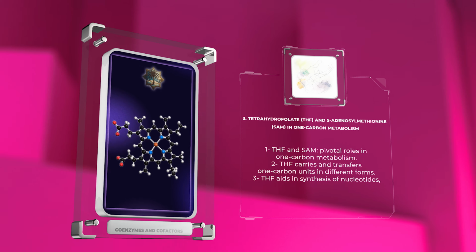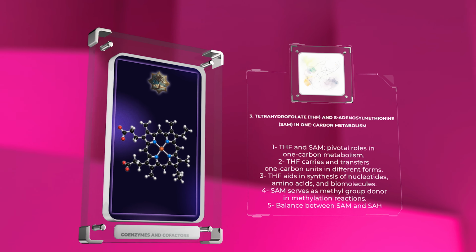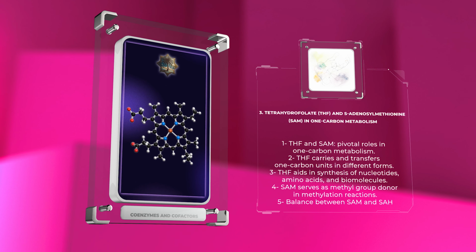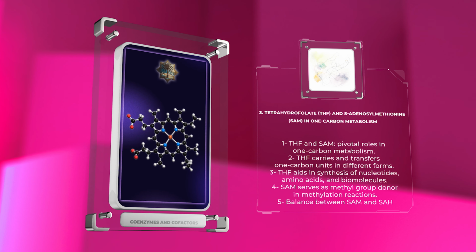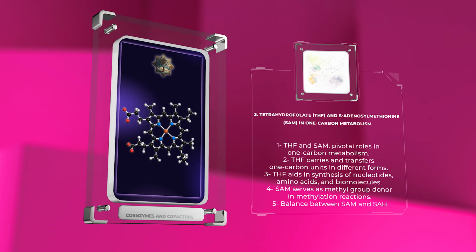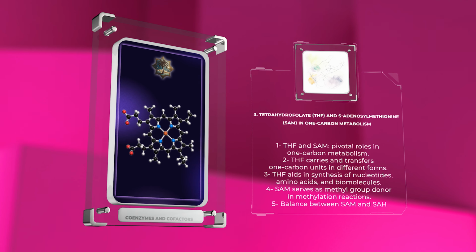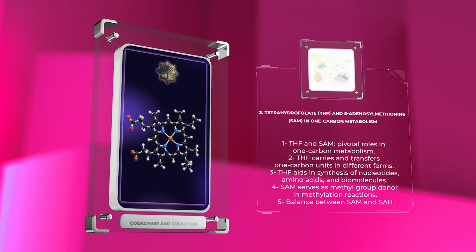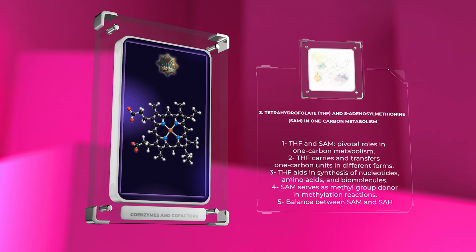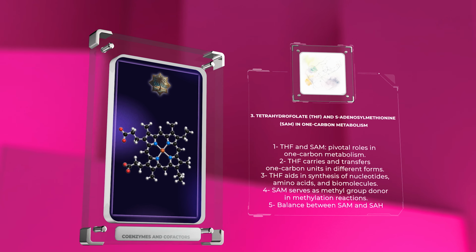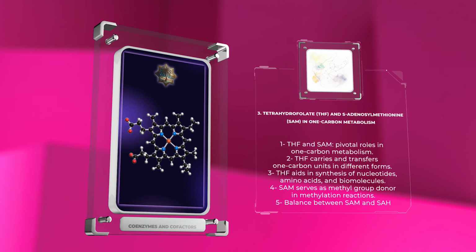In 1-carbon metabolism, tetrahydrofolate, THF, and S-adenosylmethionine, SAM, play pivotal roles in carrying and transferring 1-carbon units for biosynthetic and regulatory processes. THF is a multifunctional coenzyme that acts as a carrier of 1-carbon units in various forms, including methyl, formyl, and methylene groups. It consists of a pteridine ring, p-aminobenzoic acid, and a glutamate moiety. THF accepts 1-carbon units from different donors and transfers them to various acceptors, aiding in the synthesis of nucleotides, amino acids, and other important biomolecules.